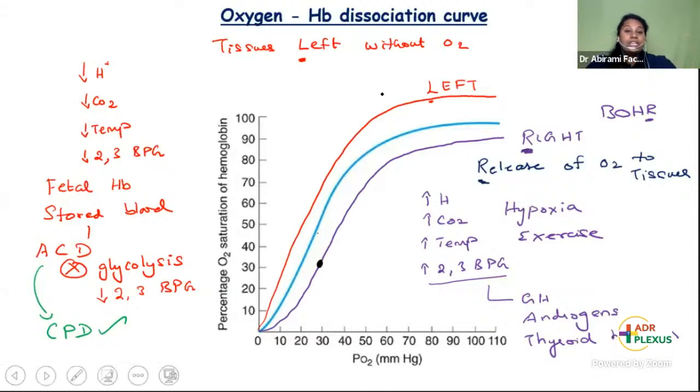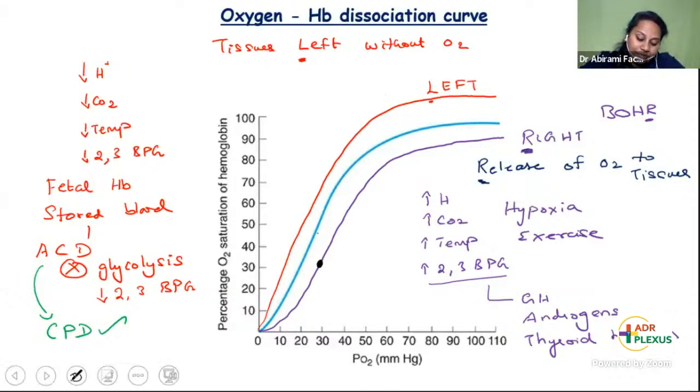When you have increased levels of CO2, the affinity of hemoglobin for oxygen is less. So more of this oxygen is released into the tissues. This is called the Bohr effect. Or simply remember, right shift of the curve means Bohr effect. More oxygen is going to the tissues.